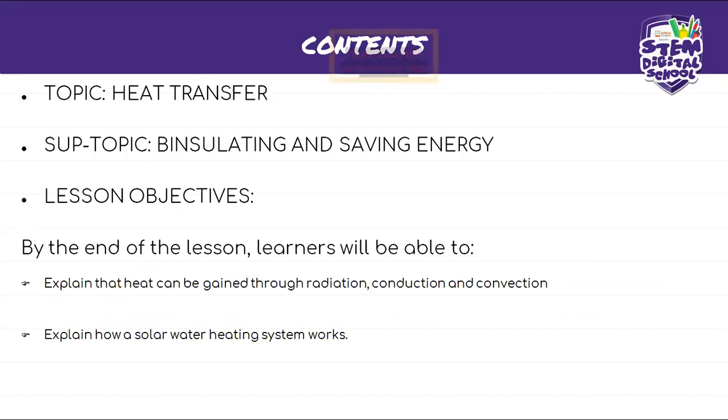Lesson objectives: by the end of the lesson, learners will be able to explain that heat can be gained through radiation, conduction, and convection. You should also be able to explain how a solar water heating system works.